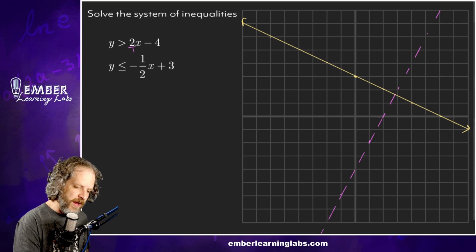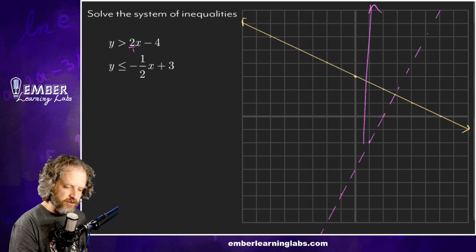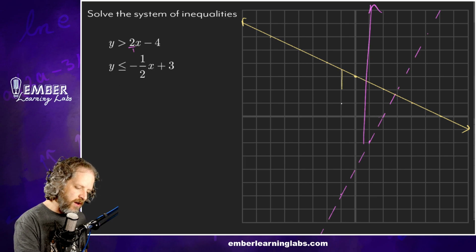So for the pink one here, it's greater than. So we would be shading above. So that would be this direction, right? Above the line. And this one is less than or equal to. So we would be shading below the line.